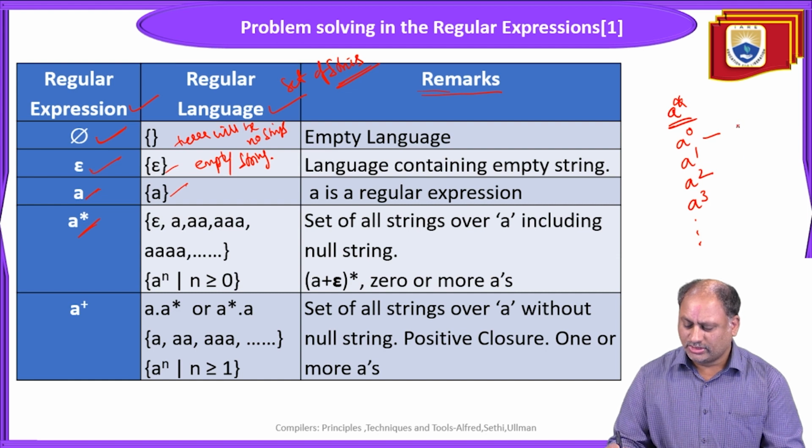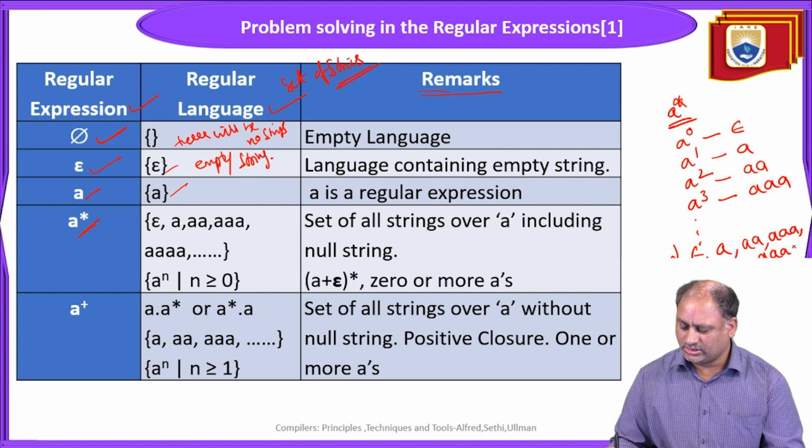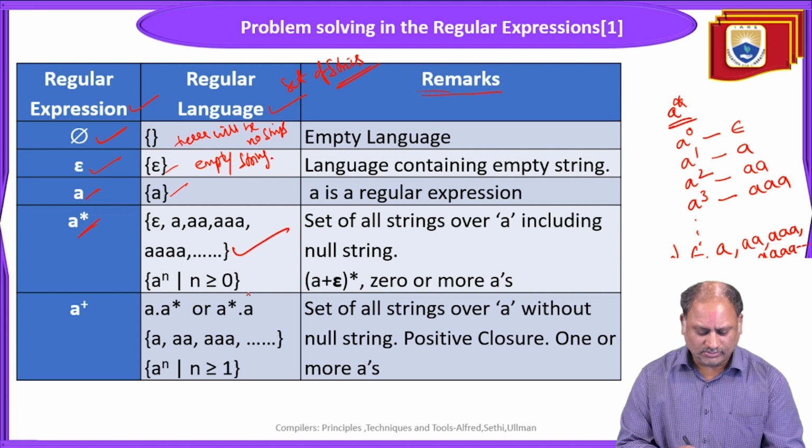A power 0 is epsilon, meaning A is written 0 times. A power 1 means A is written once, A power 2 twice, A power 3 three times, and A power 4 four times. Like that, this is considered the set of all possible strings. The first string is epsilon, the second is A, the third is double A, the fourth is triple A, the fifth is four A's, etc. This is written as A power n, where n is greater than or equal to 0.